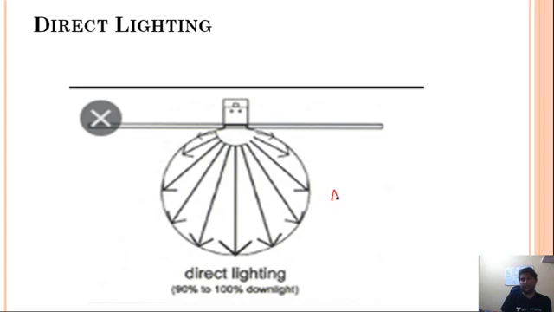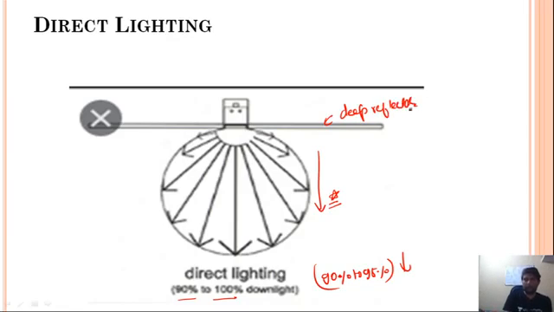So this is the example of direct lighting, 90 to 95%. The data will change, don't worry about that. 90 to 95% is in the downward direction. You will see that with the help of the deep reflector. So please also remember this point. This point is very much important from the exam point of view. It directly came in the exam as an option, asking which option will show you the direct lighting scheme.